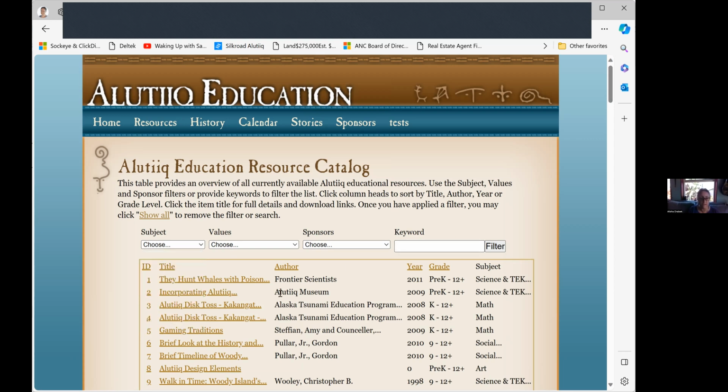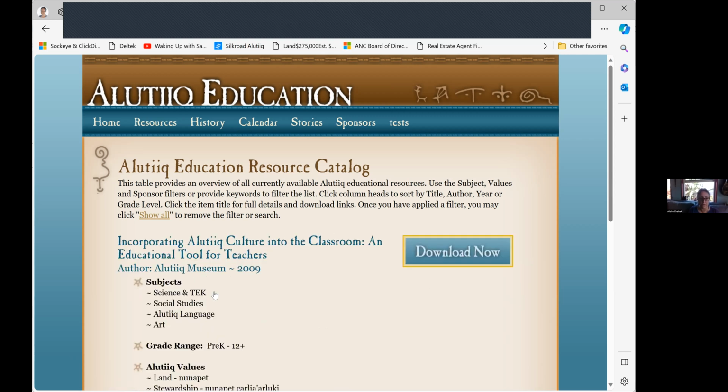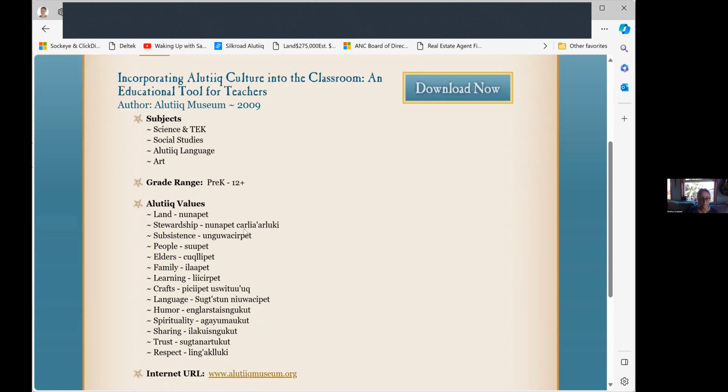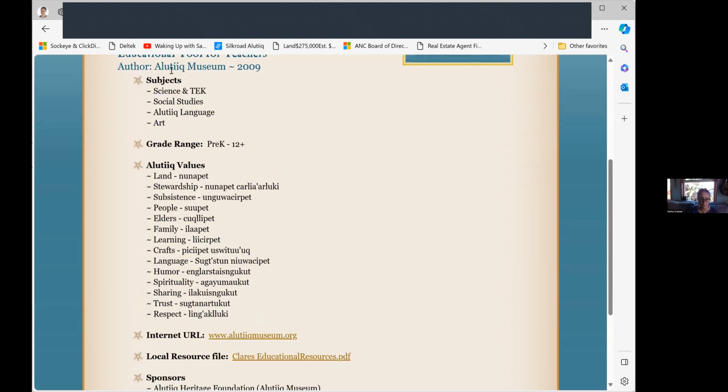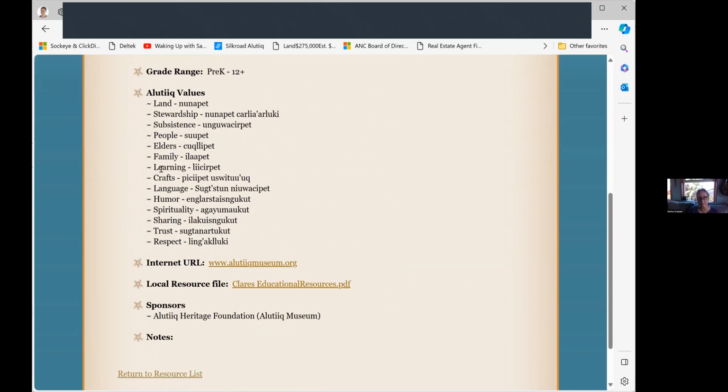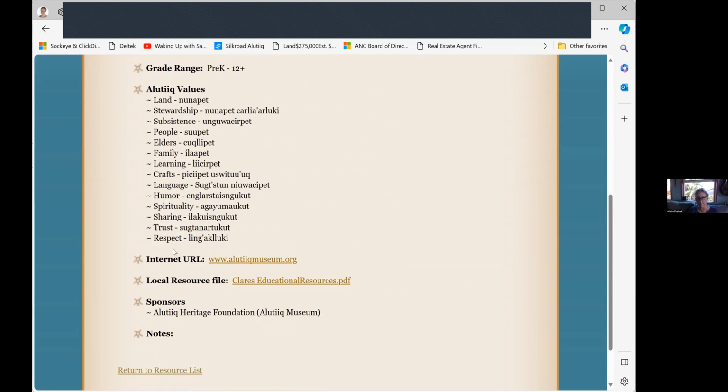But if you click into one of them, let's see, we'll look at incorporating Alutiiq culture into the classroom, an educational tool for teachers. When you click into it, you can see that core information at the top, but then the subjects, and many of them are multidisciplinary, and same with values. They might span all the values, like this piece, because it was a bigger PDF.